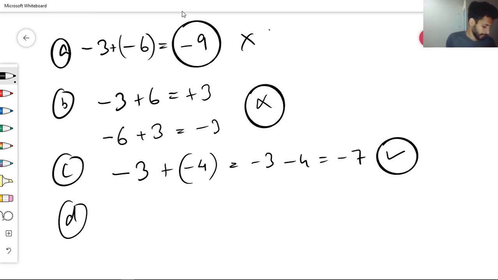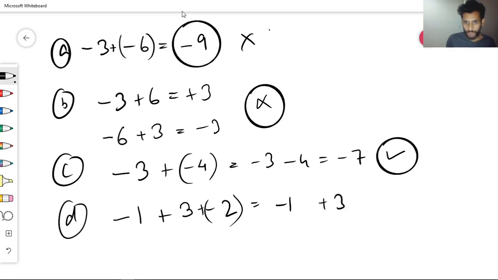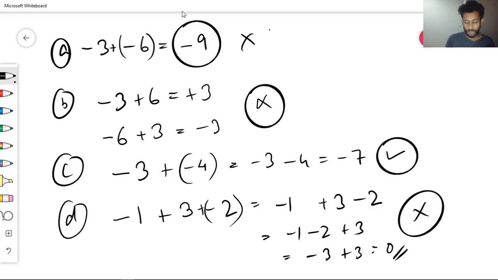Then D. The sum of three different integers can never be 0. So if I take three different integers, this is minus 1, this is plus 3, and this is minus 2. If I open the bracket, this is minus 1, this is plus 3, then this is minus 2. So if I take minus 1 and minus 2 together, it will be minus 3 plus 3, so the result will be 0. So this is also wrong. This is not always possible. So the right answer is option C.